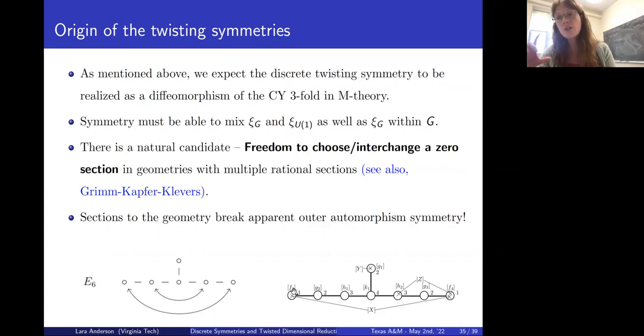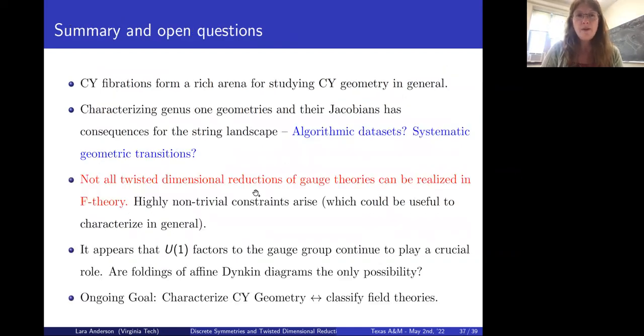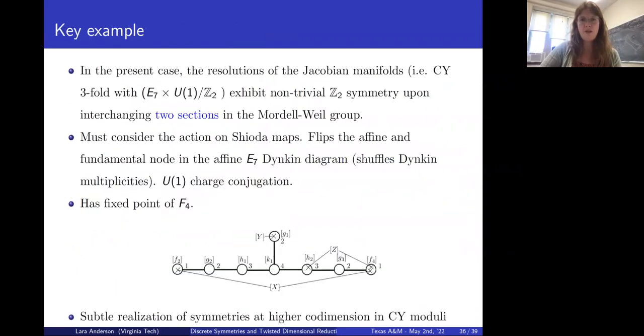But remember that having more than one section, as I mentioned briefly, actually leads to abelian gauge group factors in F theory. So you can't have a pure E6 theory that can fold, but you could have an E6 times U1 theory that could fold, weirdly. Oops, I don't know what happened there. Sorry, I think I did miss a slide here somewhere.